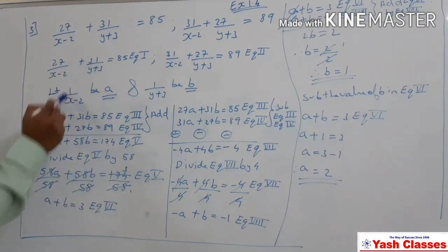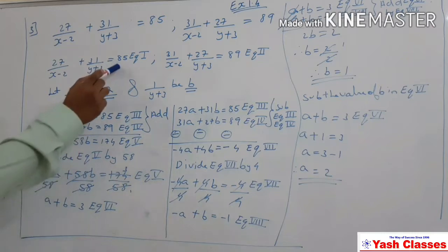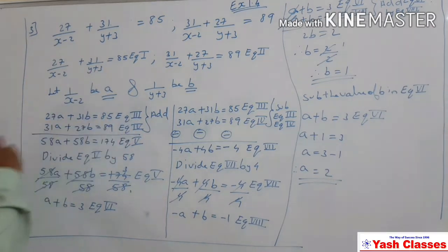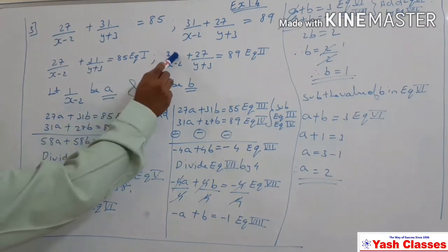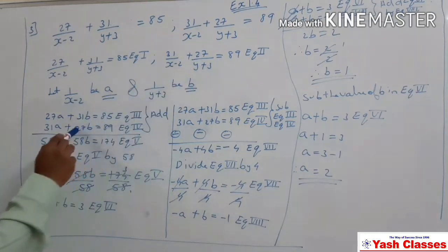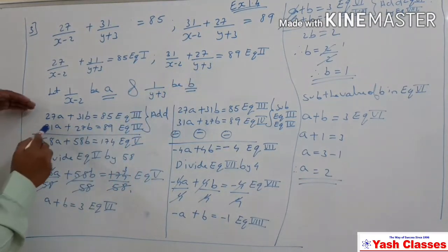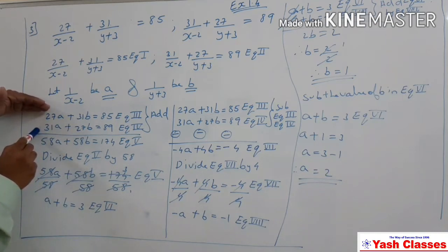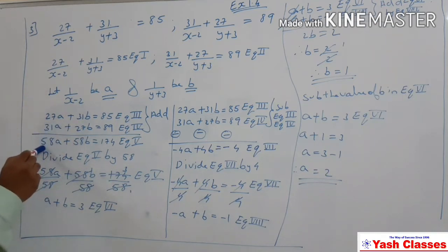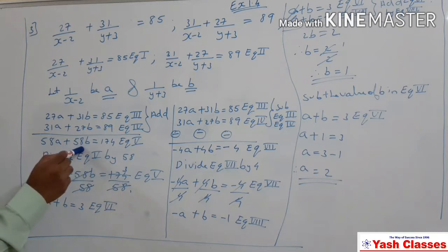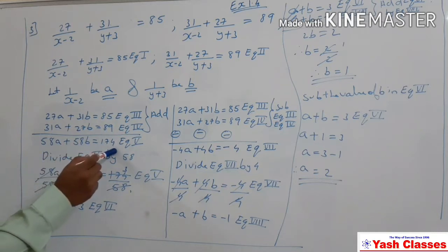27a plus 31b is equal to 85. Equation number 3. Here 31a plus 27b is equal to 89. Equation number 4. First what you are doing? Add equations 3 and 4. If you add, you get 58a plus 58b is equal to 174.